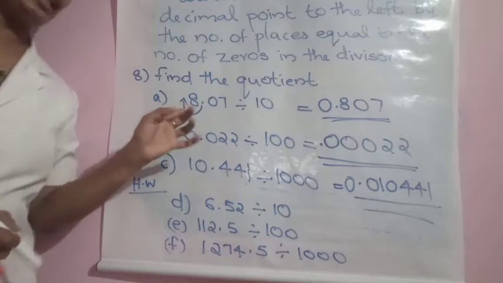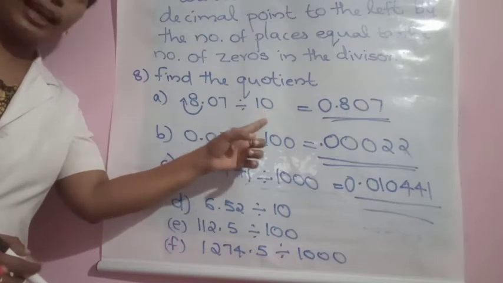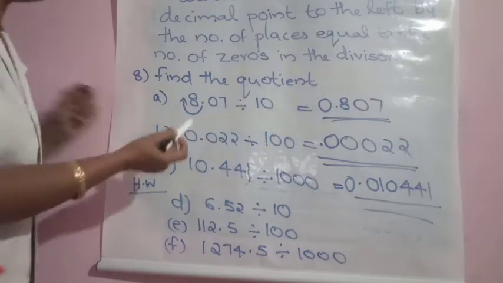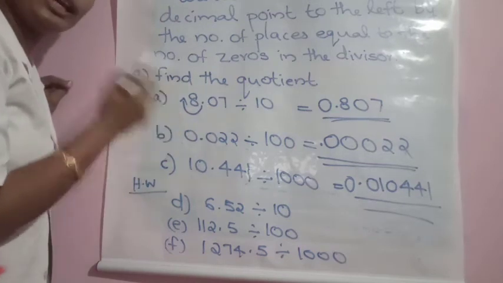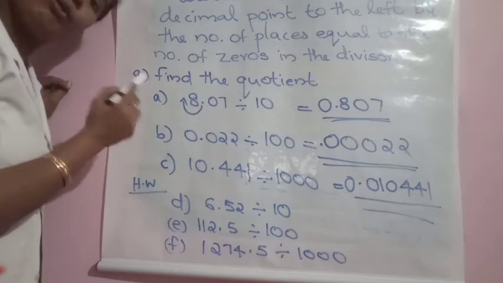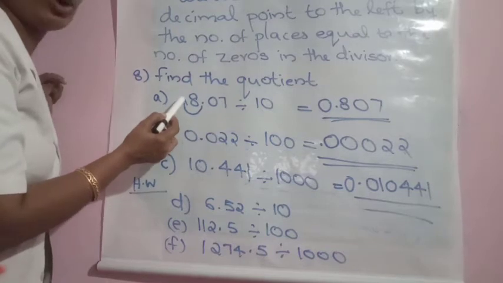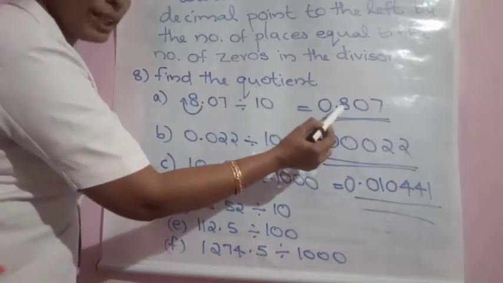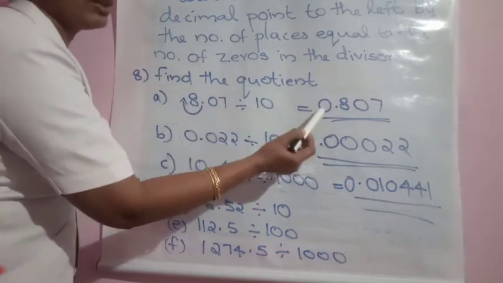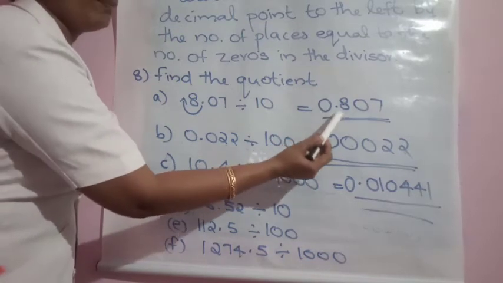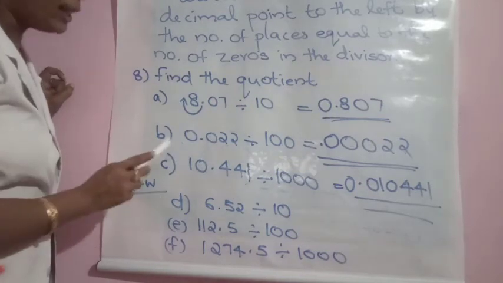And question A is 8.07 divided by 10. In 10, there is only 1 zero. So we have to move our decimal place to the left, only 1 place, or 1 digit. Here is the decimal. Bring it and keep it on the left side of 8. Since it is on the left side of 8, there is no digit remaining, that's why teacher has taken a 0 there. 0.807. 807 is the given number itself. Is it clear now?